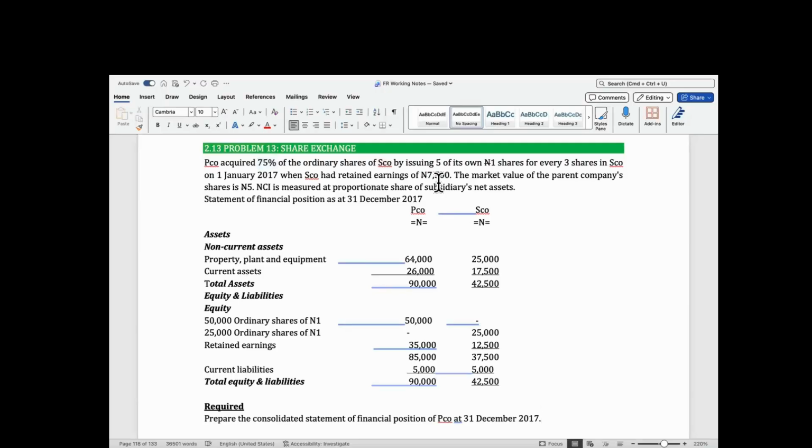2017. So for this one, the only new thing here is the way the parent is paying, by giving shares to the subsidiary's shareholders. So he acquires 75% of the shares of ESCO by issuing 5 shares for every 3 shares in ESCO. That's the only new thing here. So you see that we don't have any investments recorded here yet because he did not pay money. He gave shares. So we need to do that calculation ourselves.